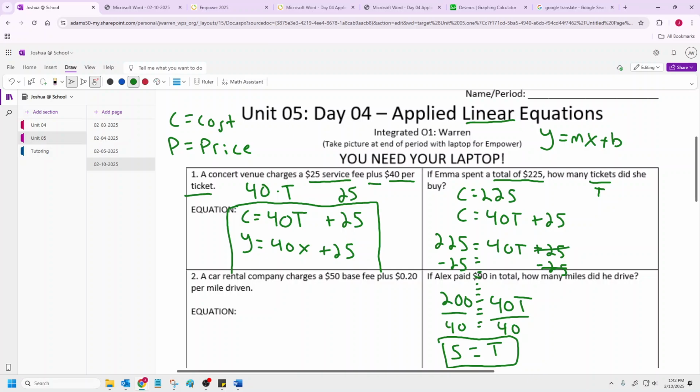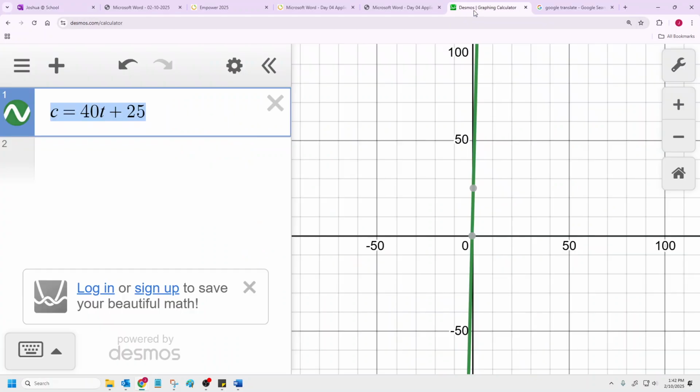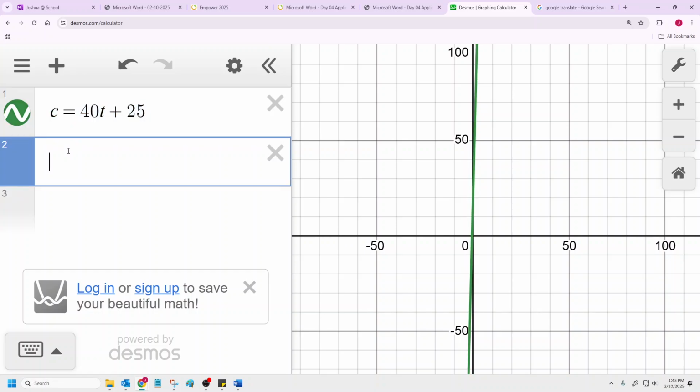I still want to show you how to use Desmos. I'm going to take you over here. She did total cost equals 40 times t plus 25. I'm going to replace this. Instead of cost, I'm going to use y. Instead of tickets, I'm going to use x.